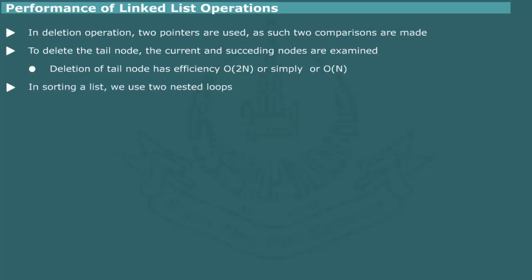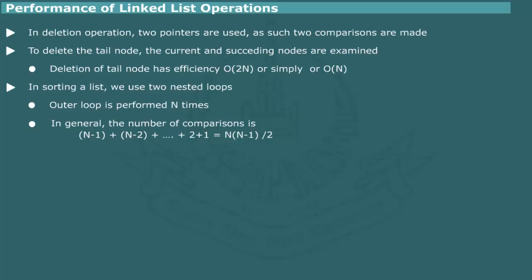In sorting a list, we use two nested loops. The outer loop is performed n times. In each iteration, we compare the pointers and set the next value for the index of the inner loop. In general, n-1 comparisons are performed in the first iteration, n-2 in the second iteration, and one comparison in the last iteration. Thus, altogether, the number of comparisons is as shown. The sort operation has time efficiency O(n squared), or equivalently.